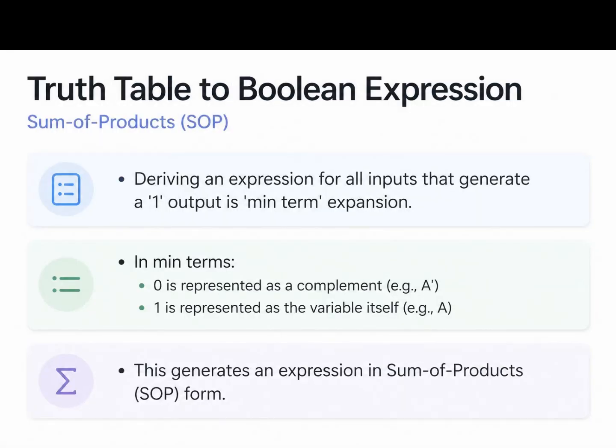So how do we get these algebraic expressions in the first place? We often start with a truth table. If we want to design a circuit, we look at every row where the desired output is a 1. We write a min term for each of those rows, where a 0 input is inverted and a 1 input is normal. Adding all these min terms together gives us a sum of products expression.